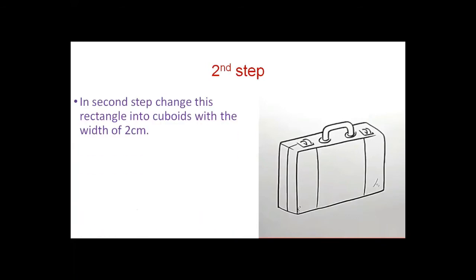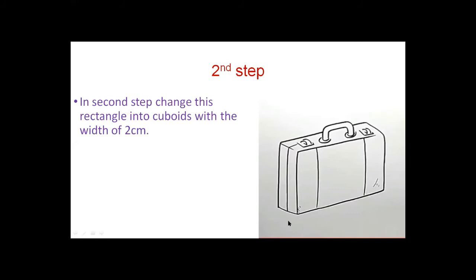In the second step, change this rectangle into a cuboid with a width of 2 centimeters. This is the first step, and then we convert this rectangle into the cuboid. This is the cuboid structure. We will draw a line like this and this, and completely convert the rectangle into the cuboid. The distance of this cuboid is 2 centimeters. These two lines, the distance is 2 centimeters.